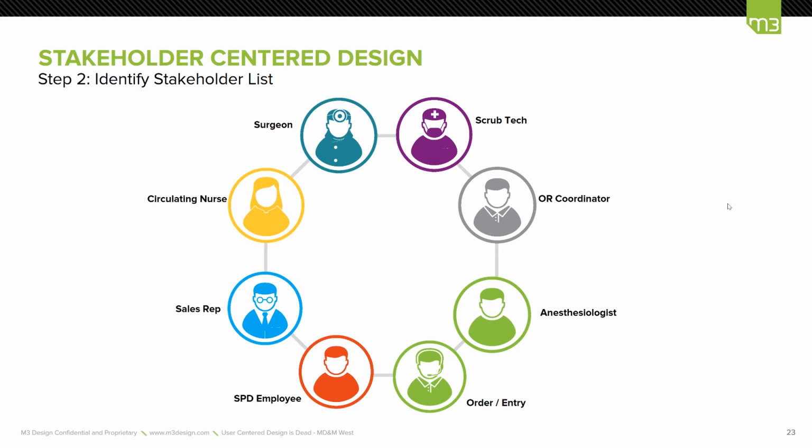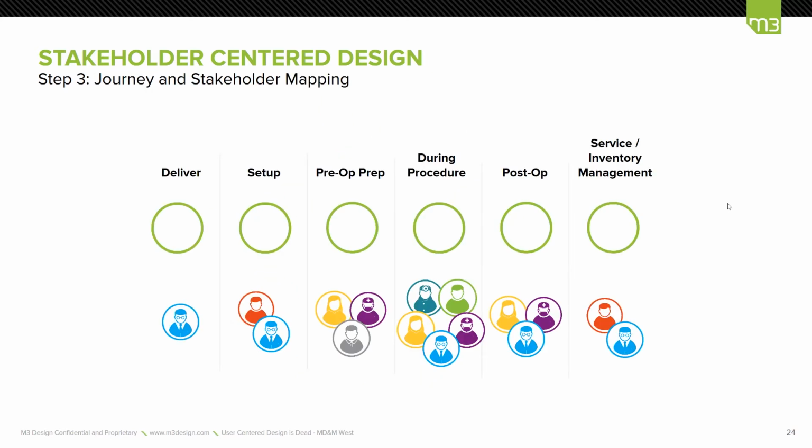So we map this out, and then we put these all together and figure out which stakeholders are involved in which step. In this case, we have the deliverers, mainly the sales rep, and so on and so forth. You see during the procedure, there's a lot of people involved, but there are some key stakeholders earlier on and later on that have nothing to do with the procedure itself.